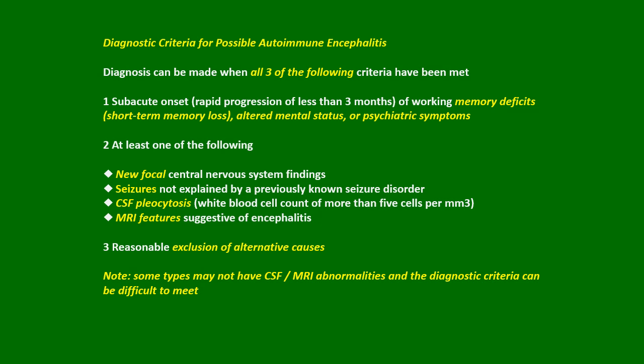Diagnostic criteria for possible autoimmune encephalitis. Diagnosis can be made when all three of the following criteria have been met. Number 1, subacute onset with rapid progression of less than 3 months of working memory deficits, including short-term memory loss, altered mental status, or psychiatric symptoms. Number 2, at least one of the following.